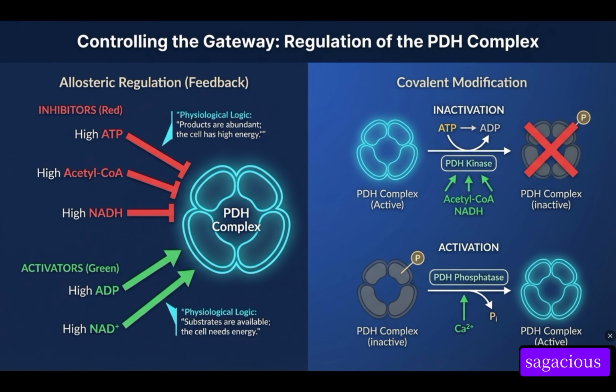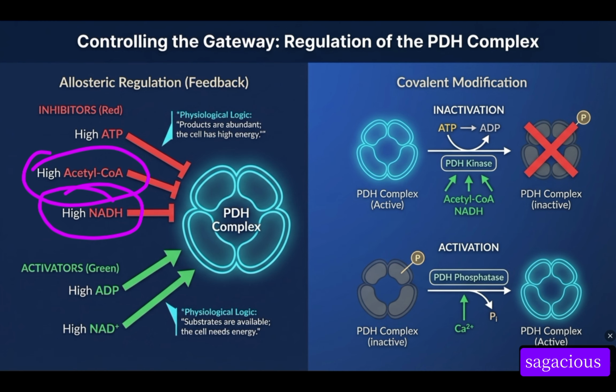So here is a summary for you, which is the pyruvate dehydrogenase complex. It is inhibited by a high level of ATP. Whenever your ATP is high, it inhibits the pyruvate dehydrogenase complex. And whenever your acetyl-CoA is high, it inhibits your pyruvate dehydrogenase complex. And whenever your NADH is high, it also inhibits your pyruvate dehydrogenase complex.